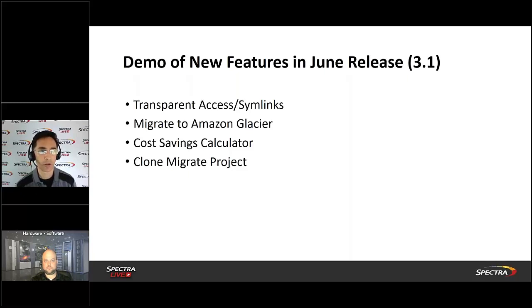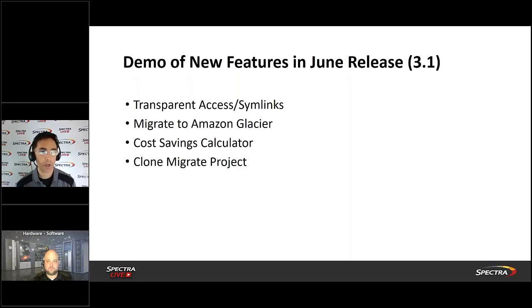The first one I mentioned earlier, which is the transparent access or symlinks. We also now support Glacier, as I mentioned. We've got a great cost savings calculator that will show you how much money you would save if you migrate data, so you don't have to migrate it or even commit to buying StorCycle before you figure that out. And then being able to clone an existing project or job so that you can quickly do something similar to what you've done previously, a very similar project.